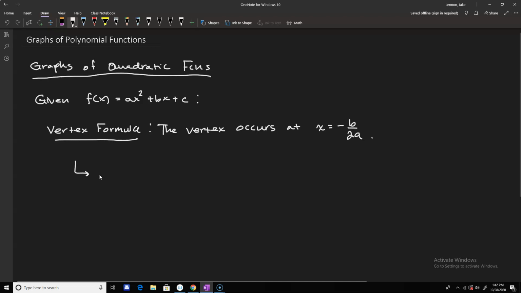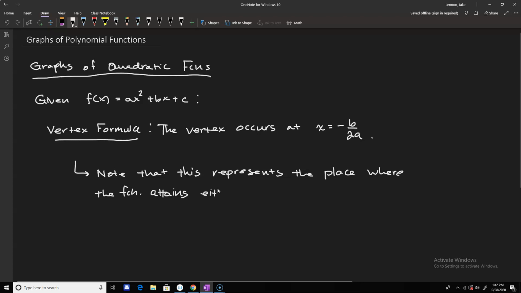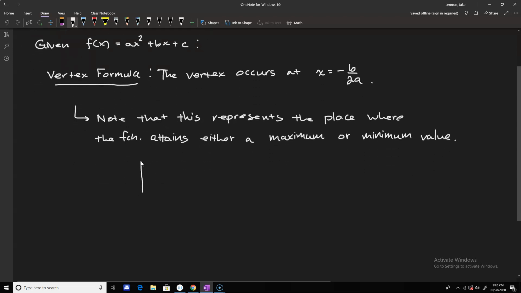One thing to note is that this represents the place where the function attains either a maximum or minimum value. And that is just based on whether the parabola opens upward or downward. If it opens up, it's going to be a minimum value. So if you had some quadratic that would open upward, the vertex is the very bottom point right here, which in this case would be a minimum.